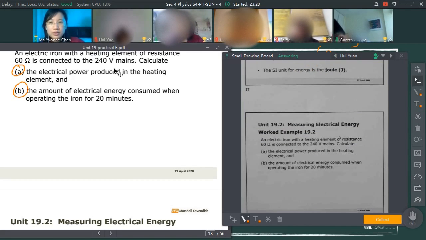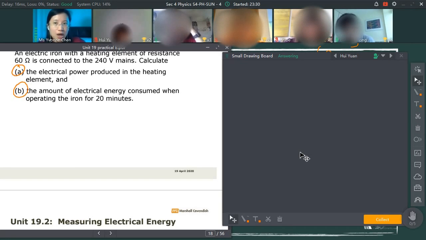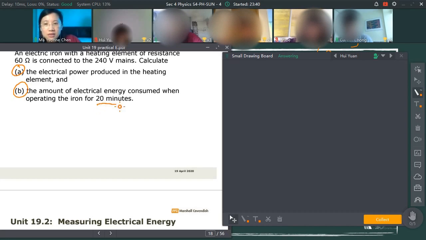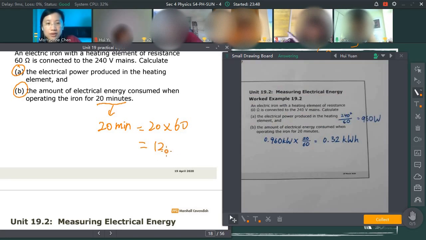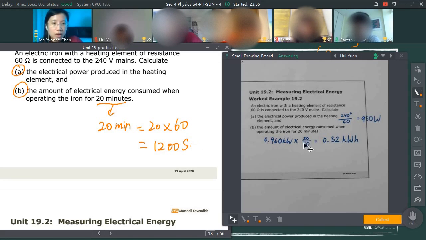Hui Yuan, have you done the question? Yeah, can you upload your working? Class, the purpose of asking you to upload your working is so I can check your presentation, the unit, and I can understand if there is any common mistake, for example, this question, right? 20 minutes, okay? 20 minutes equals 20 times 60 seconds, which is 1,200 seconds.